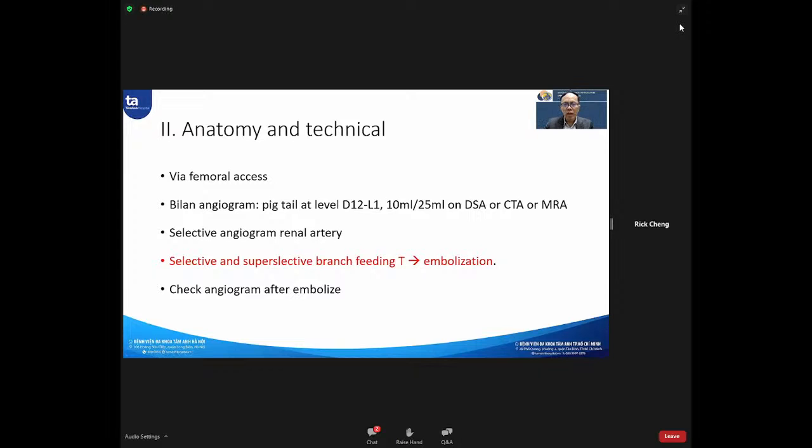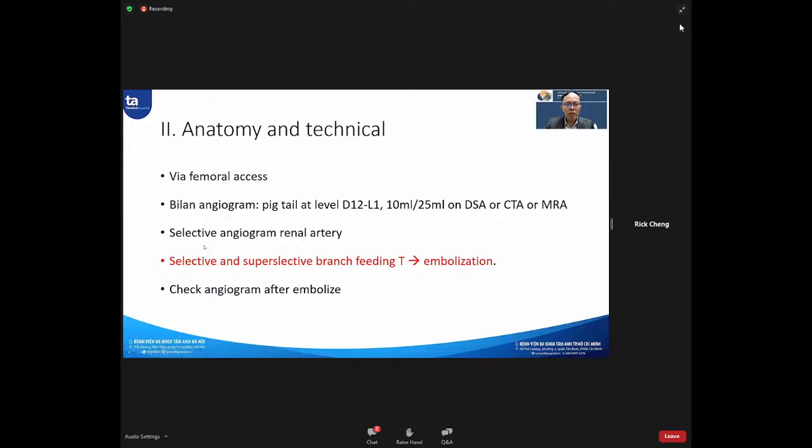You put the catheter and do the angiogram with flow rates of at least 8 to 10 mL per second, and a total volume of 25 to 30 mL on DSA. If you already have a CTA or MRA, there is no need to do the global balance angiogram.